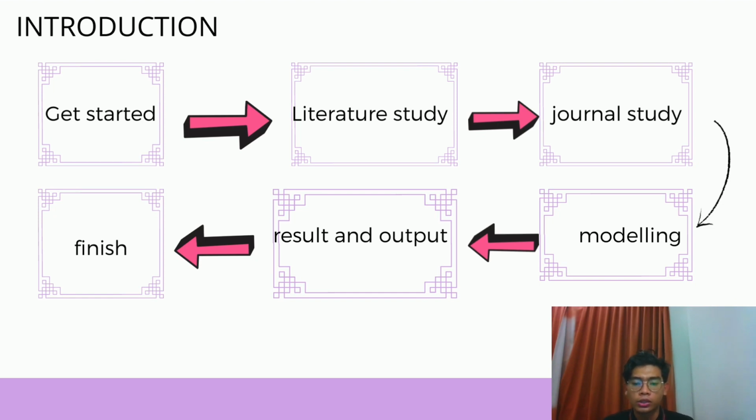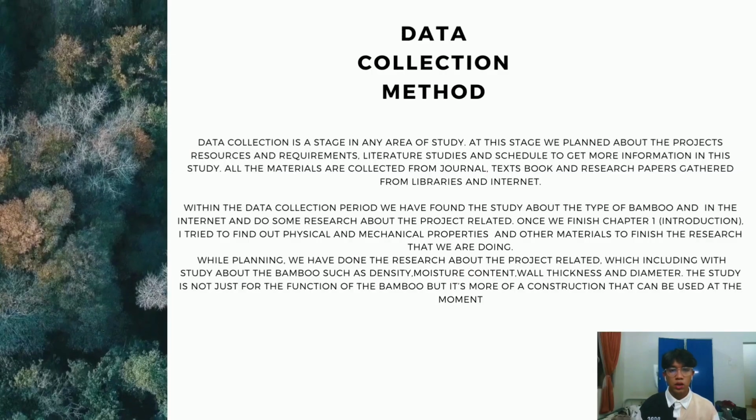Next, we model our structure by using Warren truss, using bamboo material for a bridge, and using Staad Pro software. After that, result and output. After we design our model using Staad Pro and using bamboo as our material, we get our result and the output of our bridge. That's all for our introduction for chapter 3.